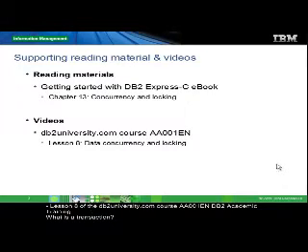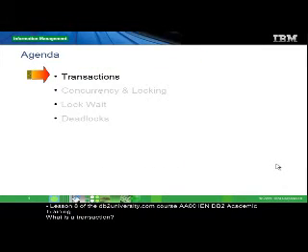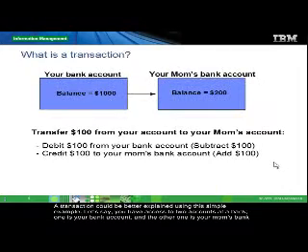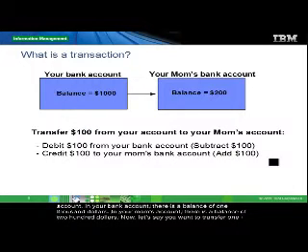What is a transaction? A transaction could be better explained using this simple example. Let's say you have access to two accounts at a bank. One is your bank account and the other one is your mom's bank account. In your bank account, there is a balance of $1,000. In your mom's account, there is a balance of $200.